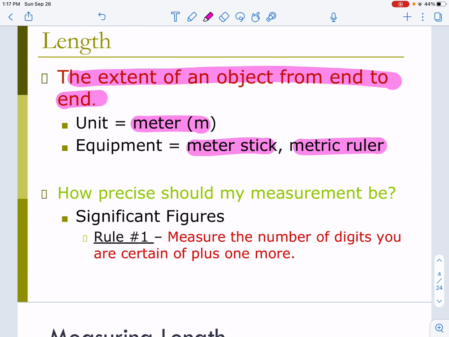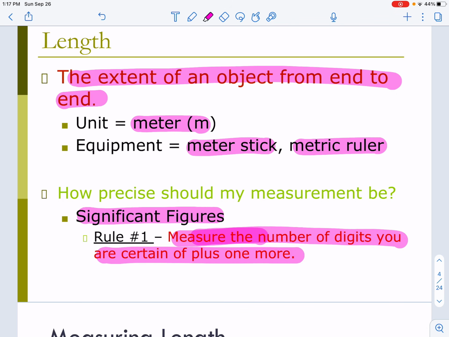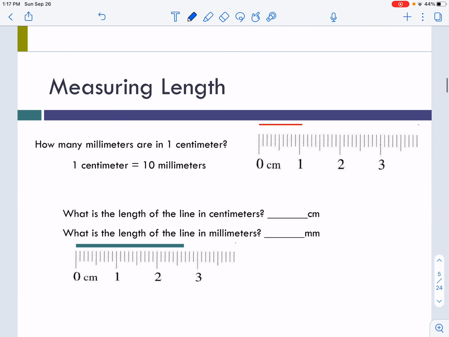So there's a rule we need to understand, called a significant figure rule, and it's rule number 1, which states that you measure the number of digits you are certain of plus 1 more. Measure what you are certain of plus 1 more digit. What does that mean? Well, let me show you a couple examples.